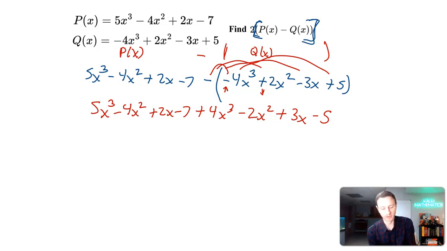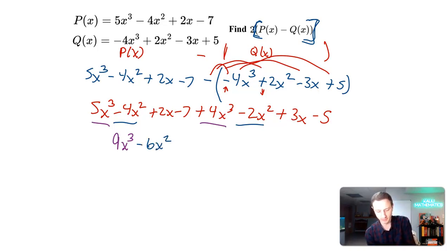And then we want to combine like terms. So I have 5x to the third plus 4x to the third. 5 plus 4 is 9, so 9x to the third. I have negative 4x squared minus 2x squared. Those are like terms, so negative 4 minus 2 is negative 6x squared. We have 2x plus 3x. That's 5x. 2 plus 3 is 5. And then last, we have negative 7 minus 5. Be careful here. This is just negative 7 minus 5, so that's going to give us negative 12.